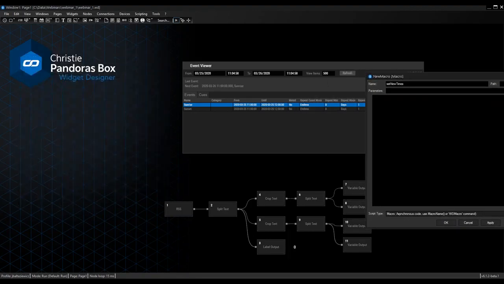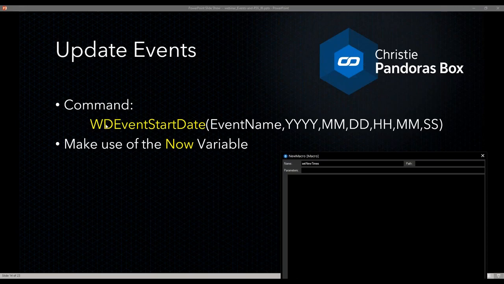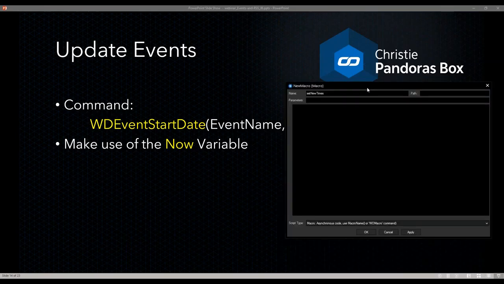I forgot my PowerPoint presentation, where you can see that the command that we need is called WD event start date. So what we want to change is the start date, and it requires the event name. That one we called sunrise and sunset, year, month, day, hours, minutes, and seconds. So seconds we don't care about, we can set that to 0. Hours and minutes we have just retrieved. What do we do with years, months, and days so that we always get the correct days? We don't have to write a complete script that analyzes how many days are in one month and those nasty years with February 29th are really bad.